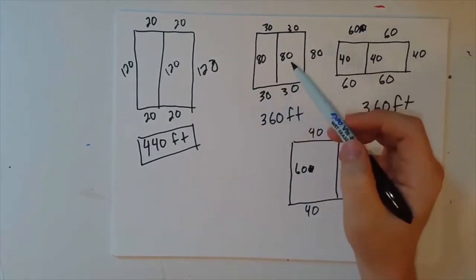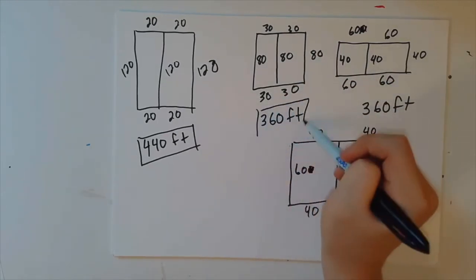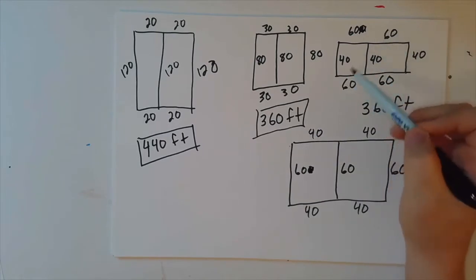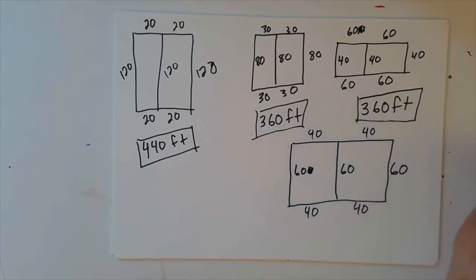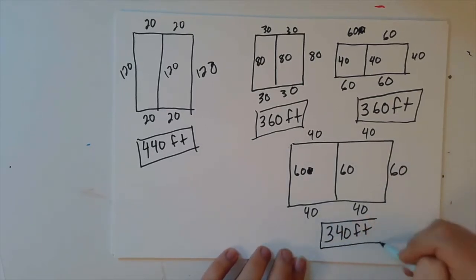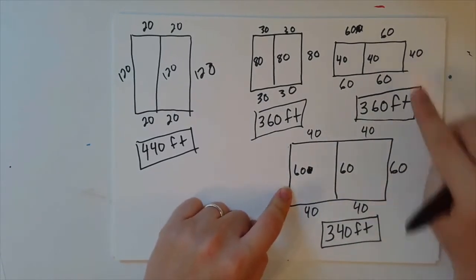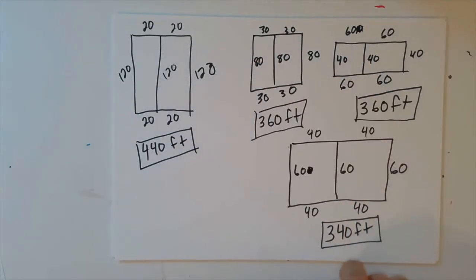Likewise, if I instead make these pens 80 by 30, then it comes out to be 360 feet. If I instead make them 40 by 60, that works out to be 360 feet. Or here, if I made them 60 by 40 instead of 40 by 60, you'll see that this works out to be 180 plus 160, which is 340 feet. Notice, even though the dimensions in these two are the same, this one is way better because the side they have in common is the longer side instead of the shorter side. So that saved me 20 feet of fencing there.